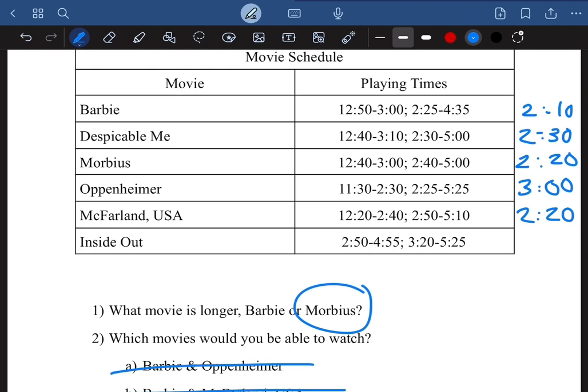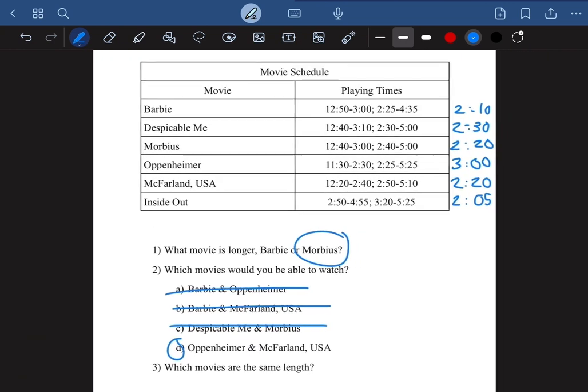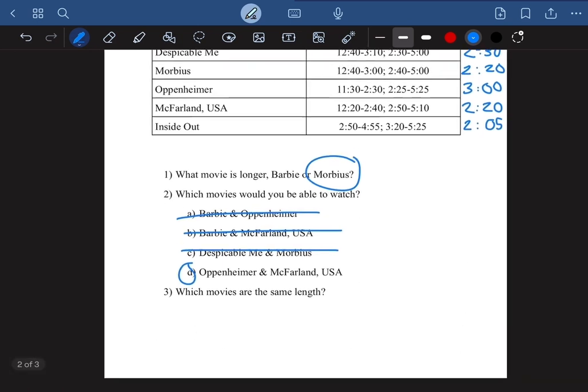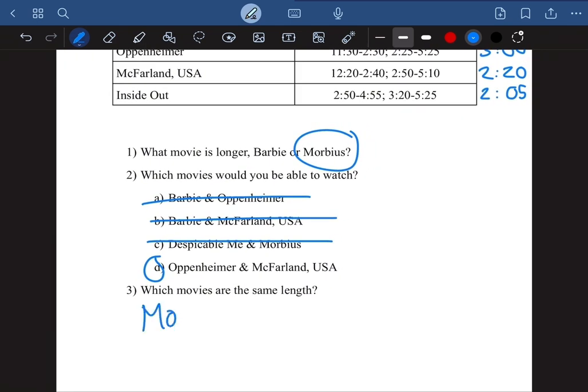Inside Out, the playing times are 2:50 to 4:55 and 3:20 to 5:25. So the movie length is 2 hours and 5 minutes. So if you look here, we can tell that Morbius and McFarland have the same length. So this is the answer for number 3.